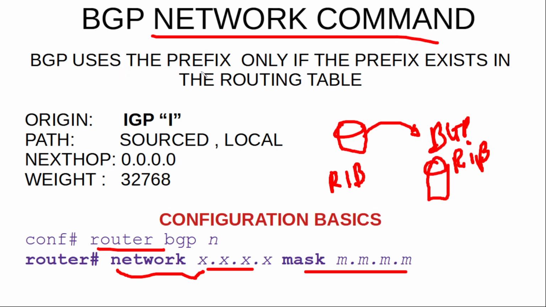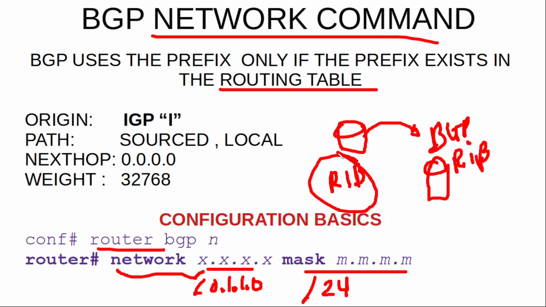In this case, the prefix will be used only if this prefix exists in the routing table. So if I issue, for instance, 10.1.1.0 with a mask of 24, the first thing that BGP is going to do is look for that here in the RIB. If it does not exist in the RIB, then it is not going to place it in the BGP RIB. This injection is only successful if this prefix exists in the global routing table. Otherwise, it will not work.